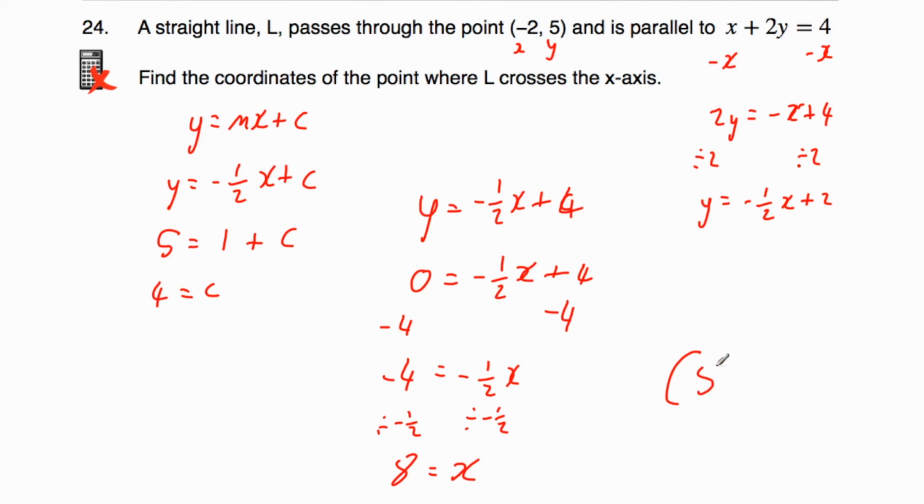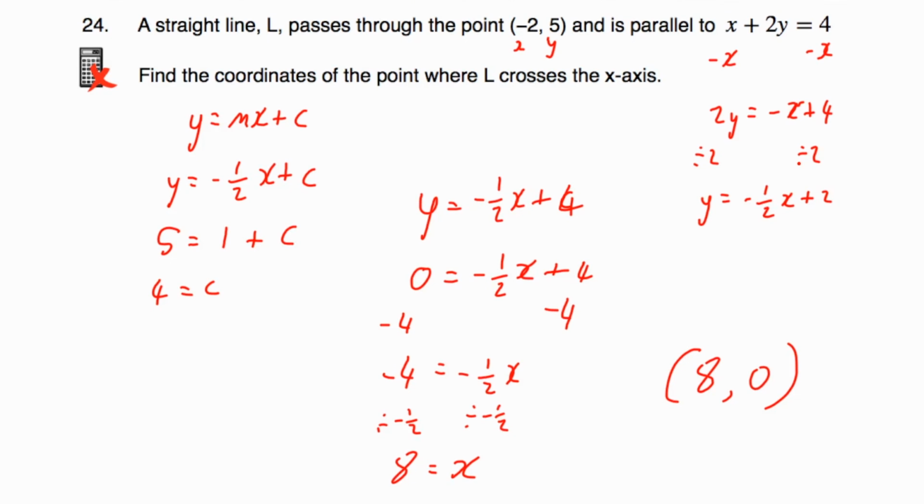So let's just write that as a coordinate. It's the point 8, and then we know its height is 0, so 0. So it crosses the x-axis at the point (8, 0). So if you want to find where a line crosses the x-axis, let y equal 0. And likewise, if you want to find where something crosses the y-axis, you let x equal 0. Okay, so that's it.